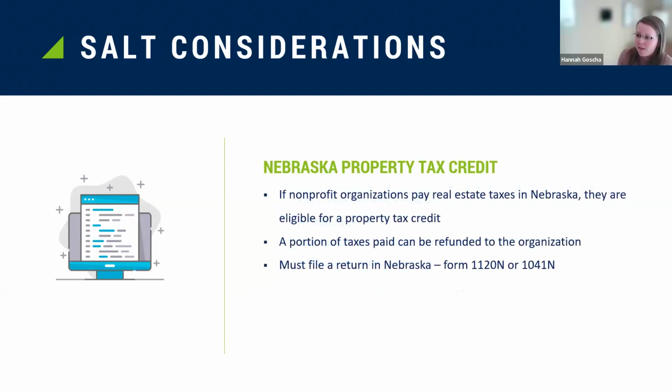And then the Nebraska property tax credit. If you're paying real estate taxes, you are also eligible for this property tax credit, which is a portion of the taxes paid that can be refunded. It will be going away in the future, as Nebraska is changing how they're going to be charging property taxes. But you can file a Form 1120N if your organization is a corporation, or a 1041N if you're classified as a trust, and you can claim that property tax credit. And you could amend prior years as well if you paid property taxes in the past and wanted to claim that credit.